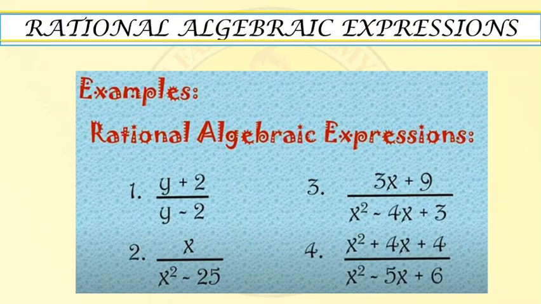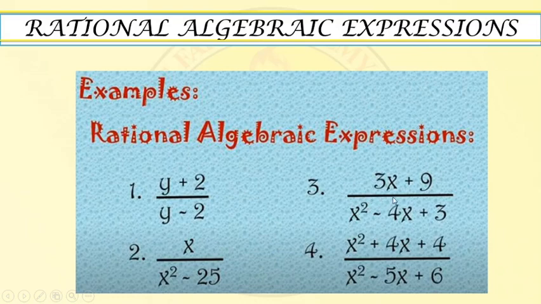So, let's proceed to examples. Example of a rational algebraic expression: y plus 2 over y minus 2. Yan ay isang rational algebraic expression kasi wala namang radical sign, wala namang variable sa denominator, wala din namang negative exponent at fractional exponent. Next, example number 2, x over x squared minus 25. Yan ay isang rational algebraic expression, or isang rational expression. Next, example number 3, we have 3x plus 9 over x squared minus 4x plus 3, which is a rational algebraic expression.